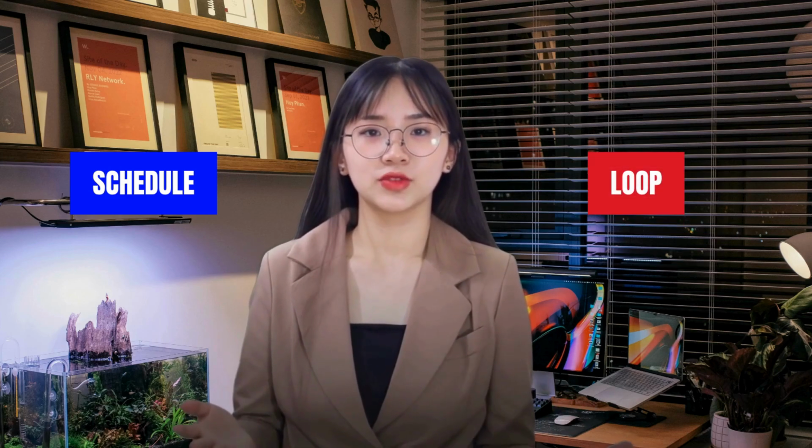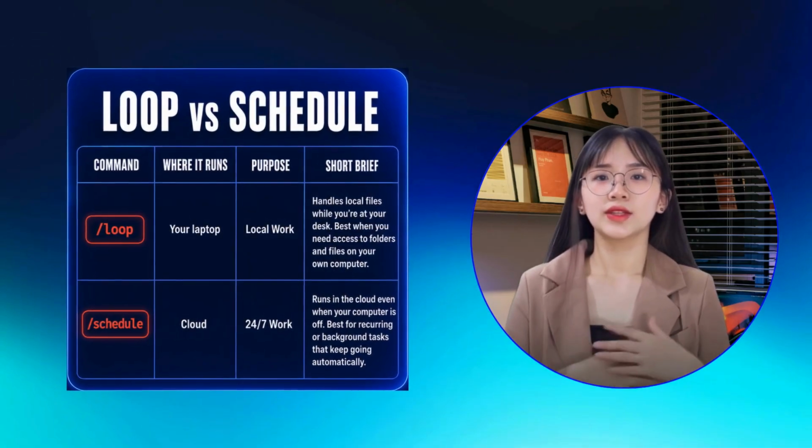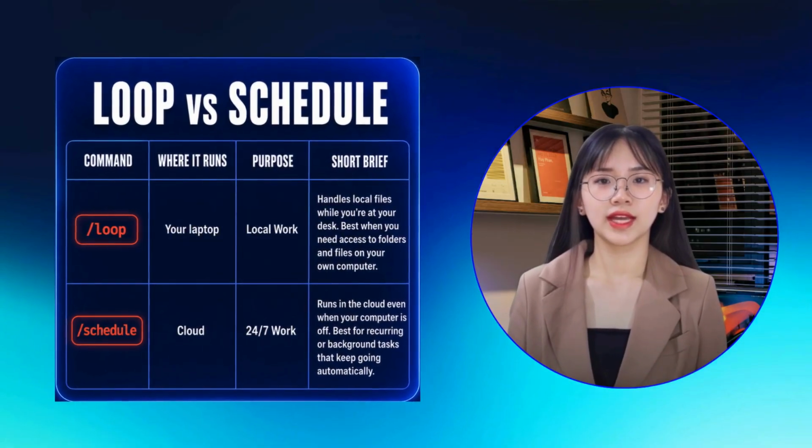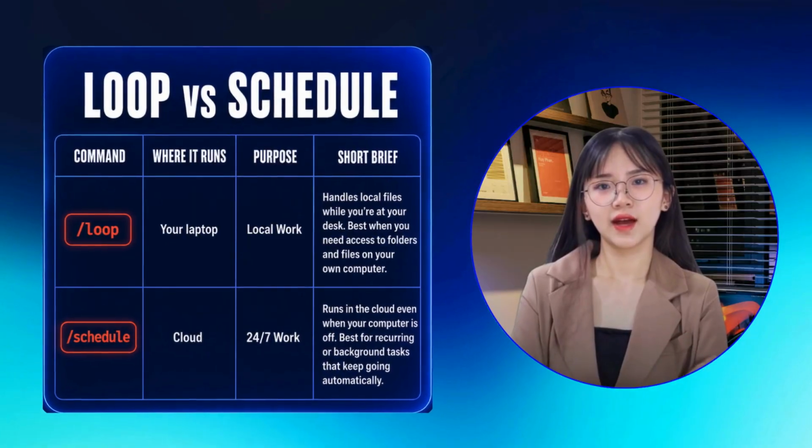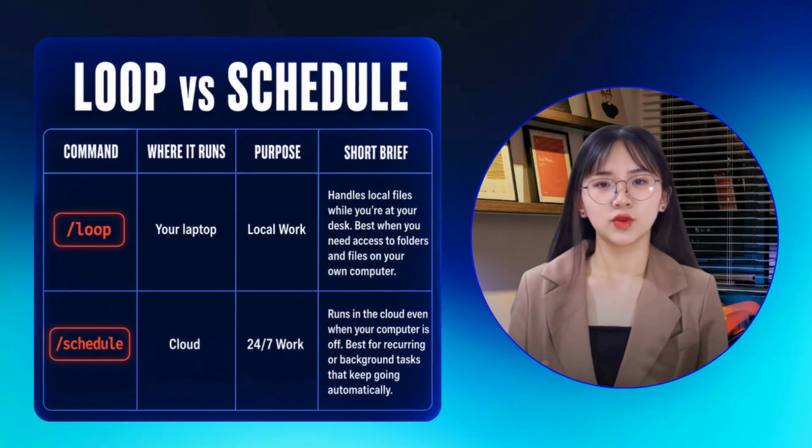Now, how do you choose between this and a loop? I'm putting a table on the screen now. In short, Loop stays on your laptop to handle your local files while you're at your desk. Schedule lives in the cloud and runs 24/7, even if your computer is off.